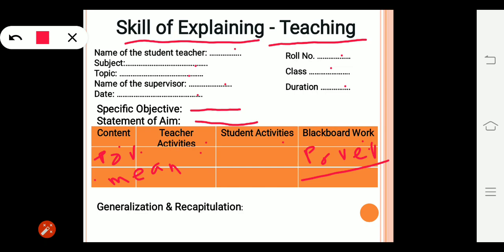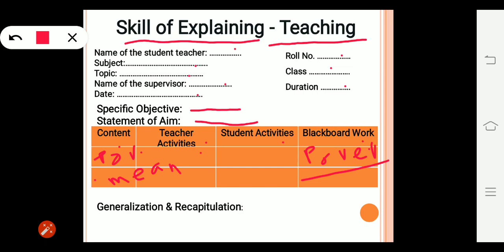After beginning sentence, explain the essential points and define technical terms related to the meaning of poverty. Then ask a question to test students' understanding. Finally, conclude the teaching point with a sentence. Like for teaching point meaning of poverty, the concluding sentence can be, in India also there are people who cannot fulfill their daily basic requirements.